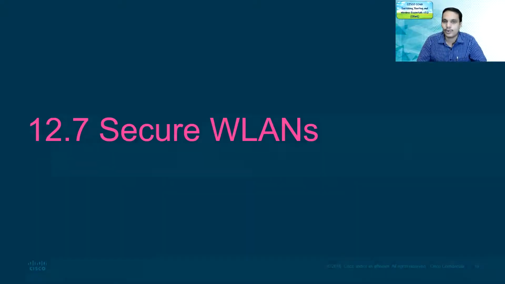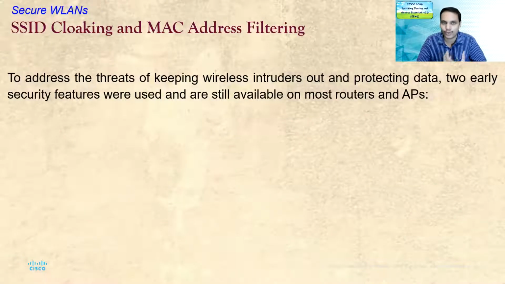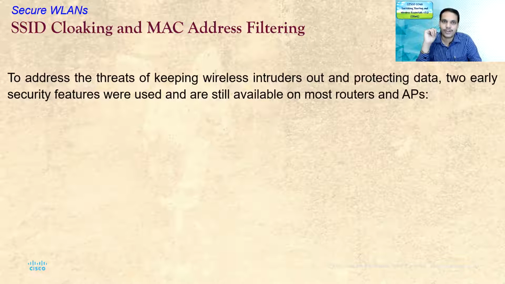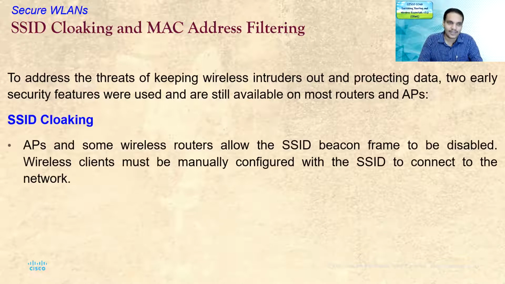So how do you secure WLANs? What are we going to do? To address the threats of keeping the wireless intruders out and protecting the data, two early security features were used and are still available on most routers and access points. The first one is SSID cloaking. Here, when you switch your mobile device on, you can see the names of the Wi-Fi networks, right?